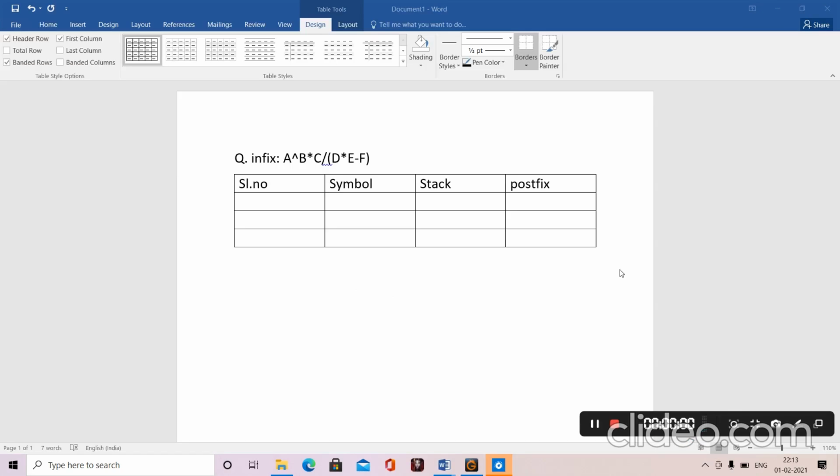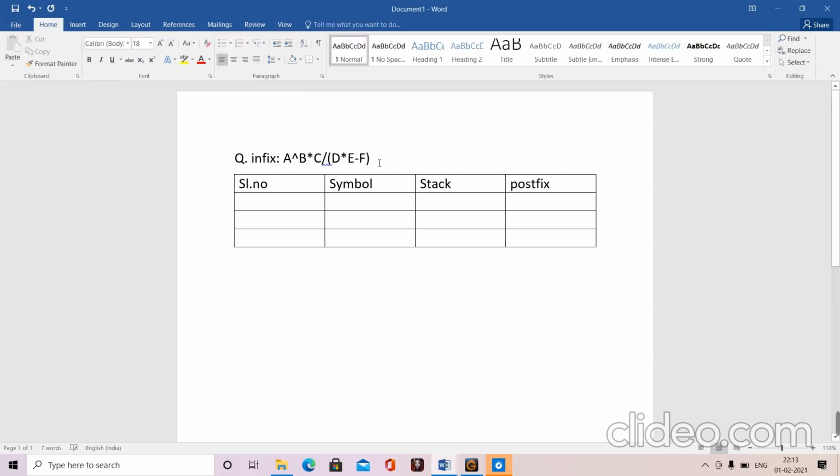Now, taking a different example of conversion from infix to postfix, you can see that I have written an infix arithmetic expression. So how will you convert this infix expression into a postfix expression?